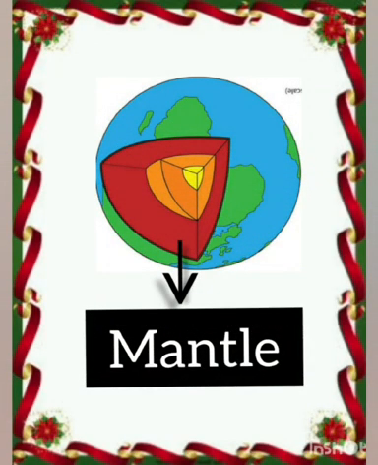Mantle. Mantle is a layer of silicate rock between the crust and the core. It has a thickness of 2900 km below the crust. It is composed of silicate rocky material rich in magnesium and iron.